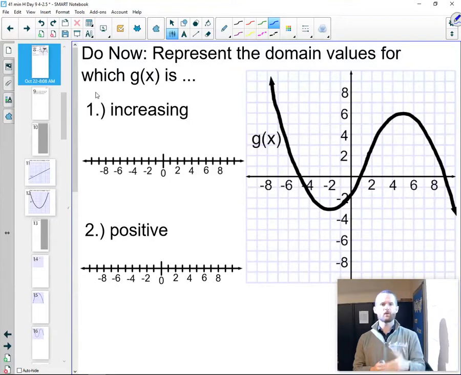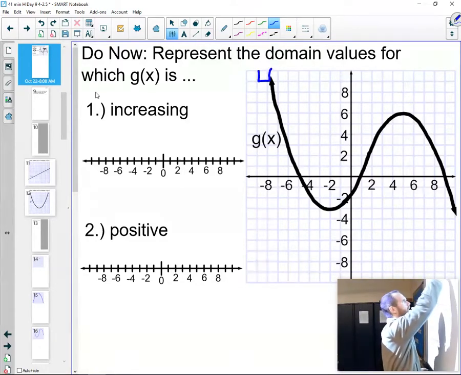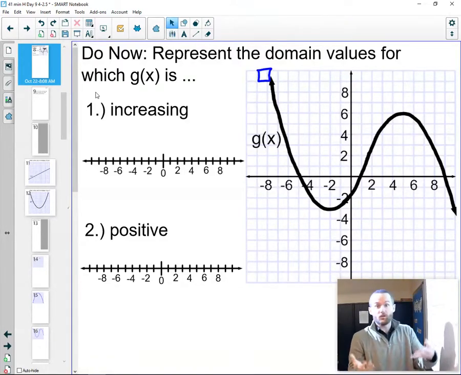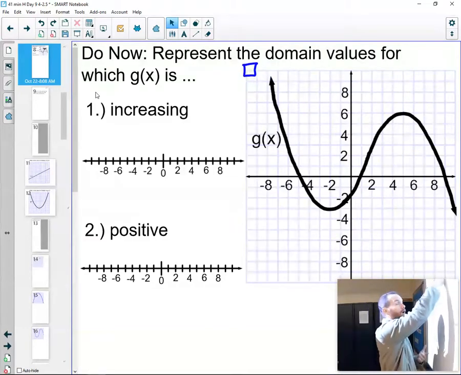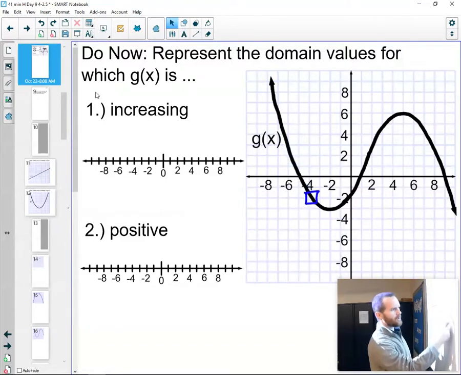It says represent the domain values for which g of x is increasing and positive. Let's take a look at increasing first. Whenever we're doing increasing or decreasing, I like to imagine that the function is a roller coaster. So we're in this little roller coaster car, going from left to right, let's see what happens. Well, we're decreasing, decreasing, decreasing. Oh, we get to there and we start increasing.